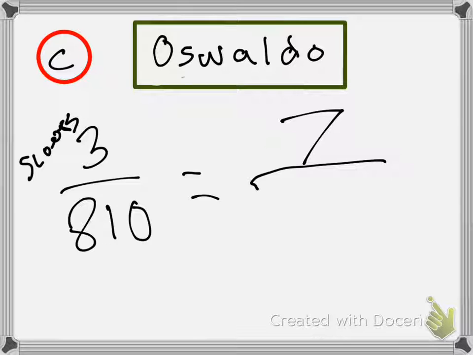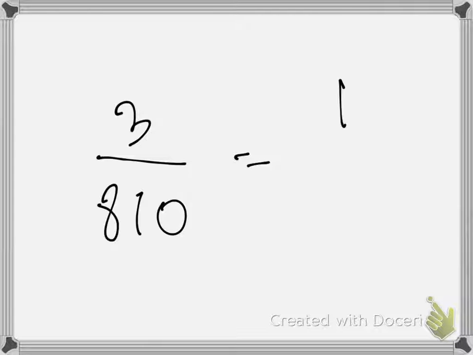Can we get from 3 to 7 easily? No. So we're going to unit rate it. We have 3 over 810. We're going to unit rate it, get it down to 1 over something. What's 810 divided by 3?